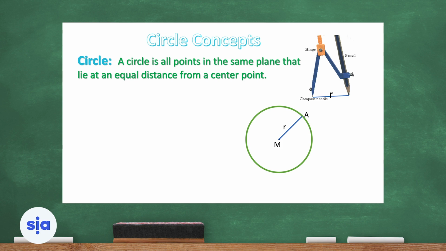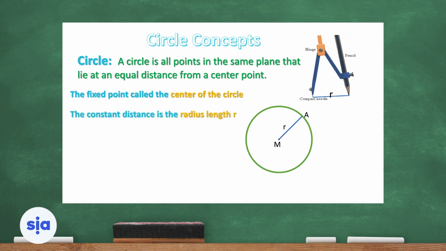The distance between the center point and any point on the circle, we call it the radius. And it has a label R.